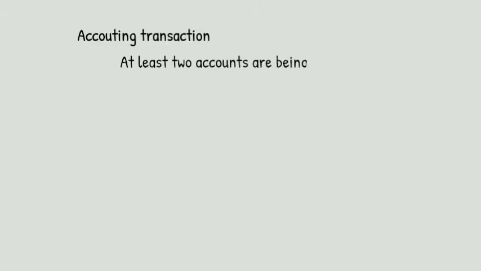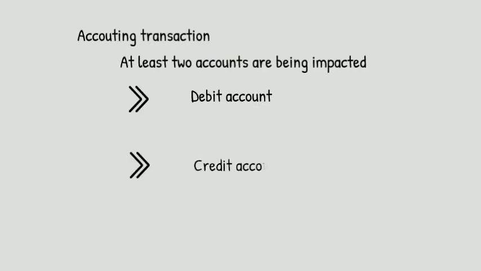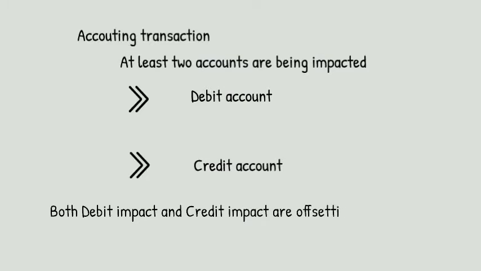For each accounting transaction, at least two accounts are being impacted. One is a debit account and another one is a credit account. Both the debit impact and the credit impact are equal to each other and offset each other. So for each accounting transaction, the total of the debit is equal to the total of the credit.